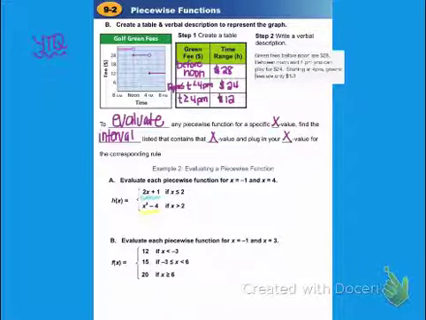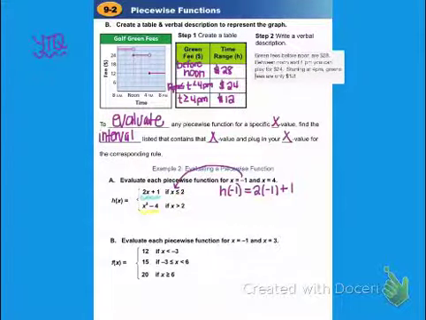So if I were asked to evaluate this piecewise function for x equals -1 and x equals 4, first of all, how I write that in function notation: the function's called h, so I could say h of -1, which means I'm going to plug -1 in, and now I have to decide which piece to plug it into. Well, -1 lies in this interval, so I'm going to plug it into the 2x plus 1. So that would give me 2 times -1, which is -2, plus 1 is -1. So h of -1 equals -1.